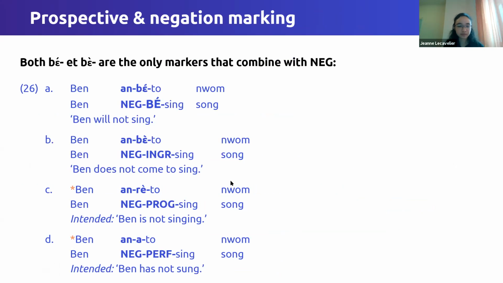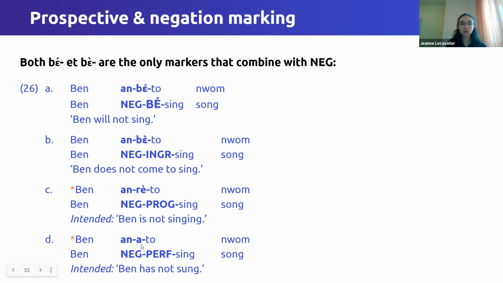And yes, another thing that would go in favor of this interpretation of B being the same marker is that both B with high tone and low tone are the only markers that combine with the negation marker, which is a prefix. So you can express "Ben will not sing" or "Ben does not come to sing" by expressing the two markers, but you cannot find the negation marker with other aspectual markers. So it seems that B with high or low tone are quite similar from this point of view.